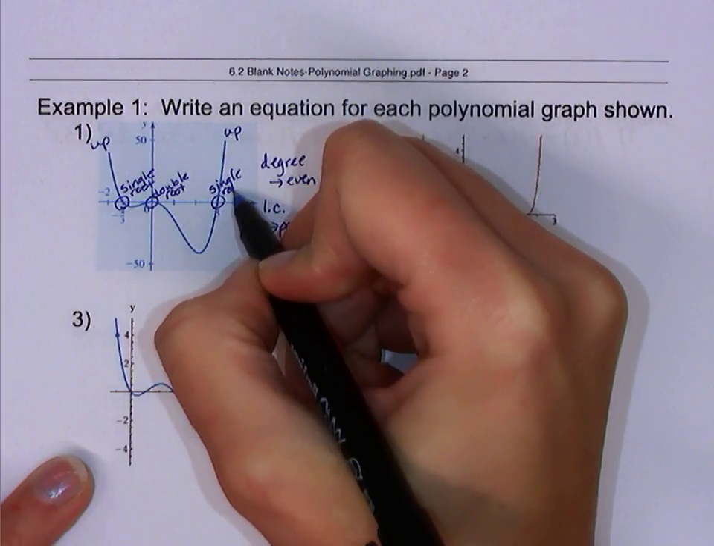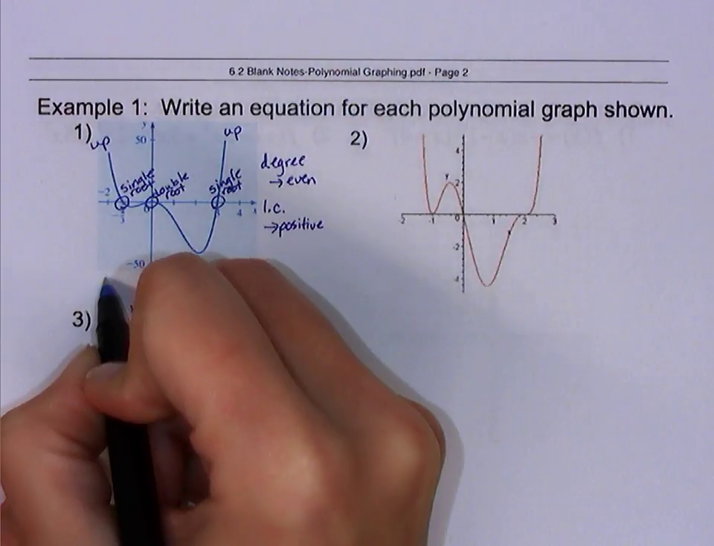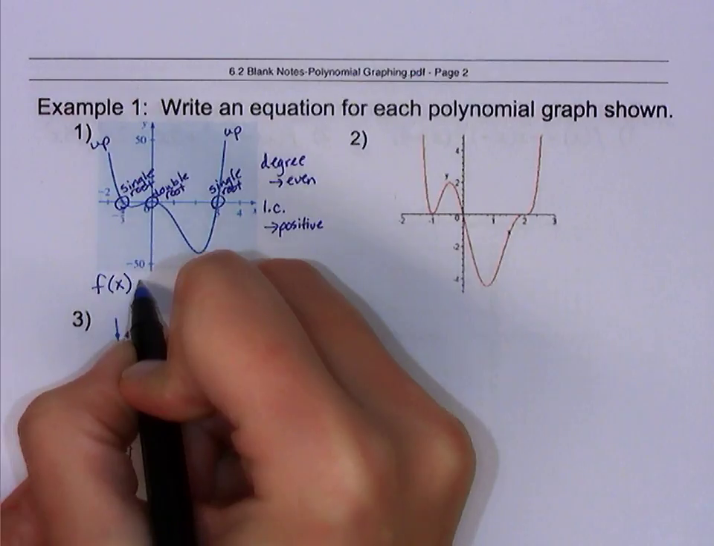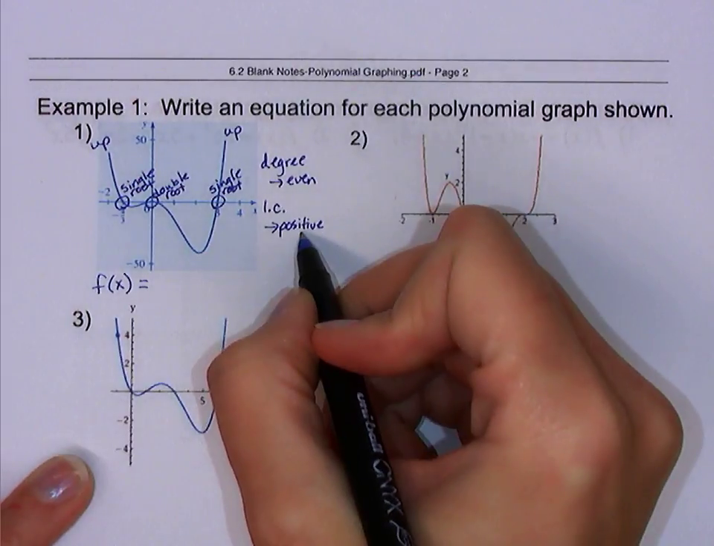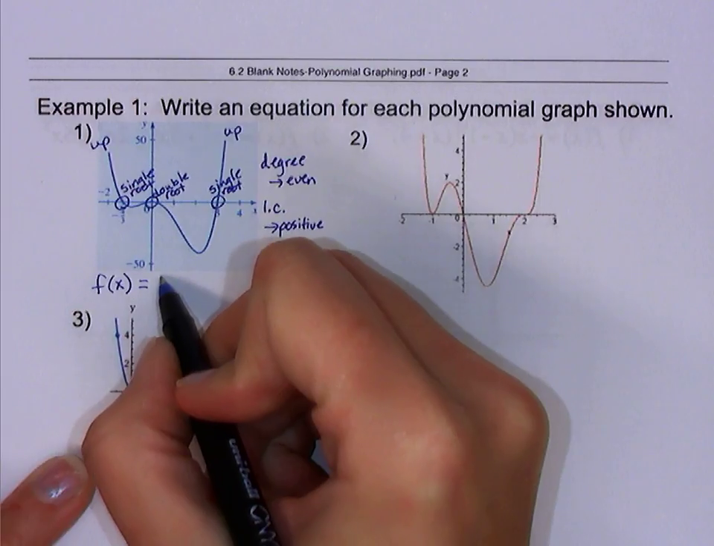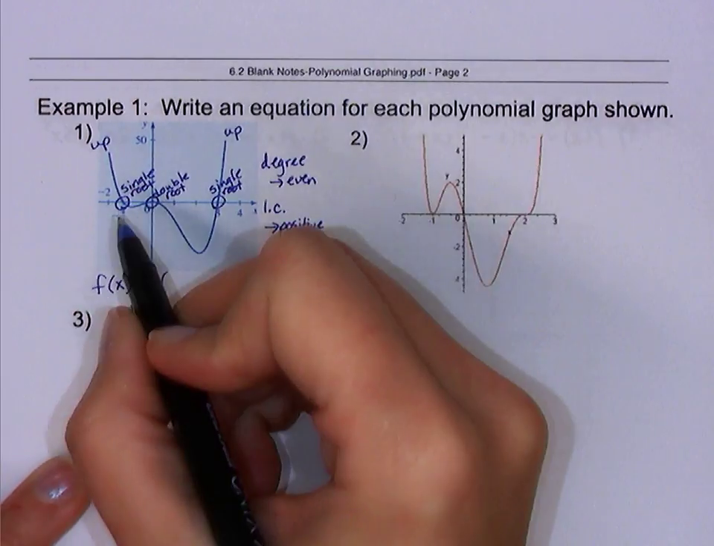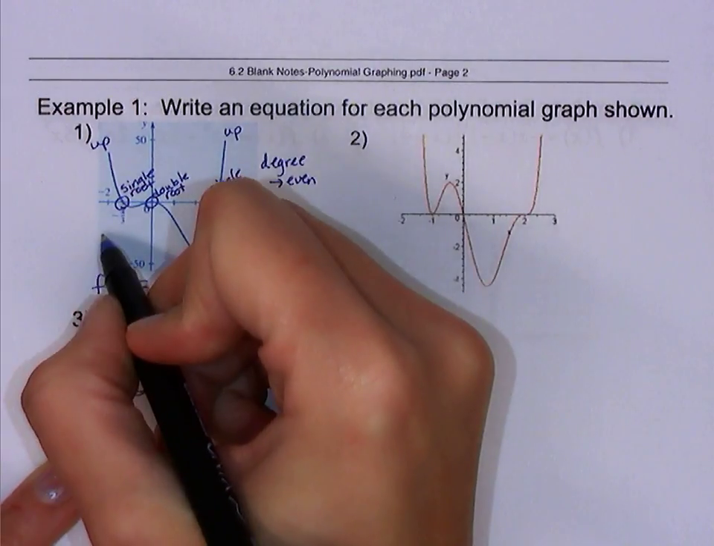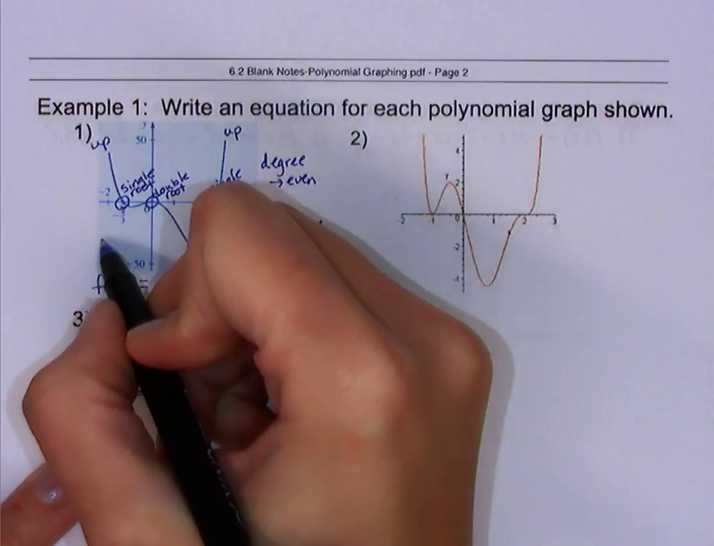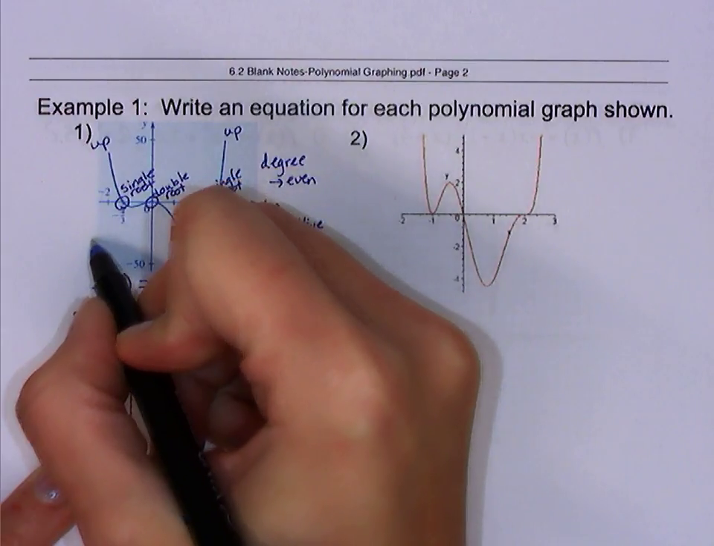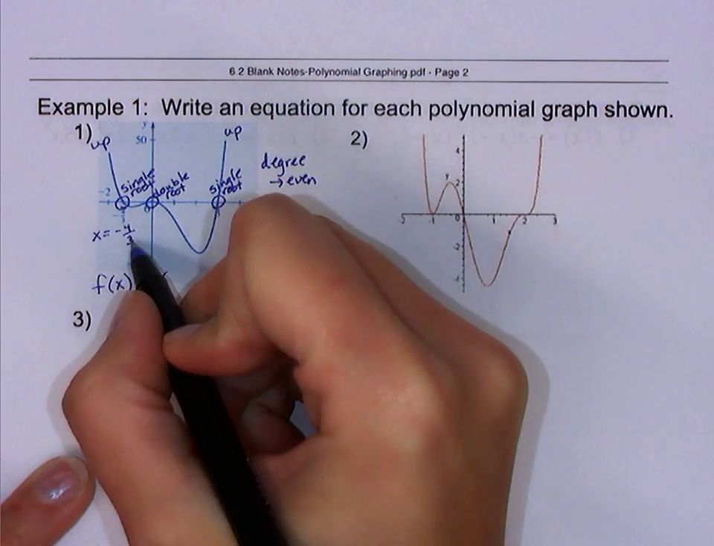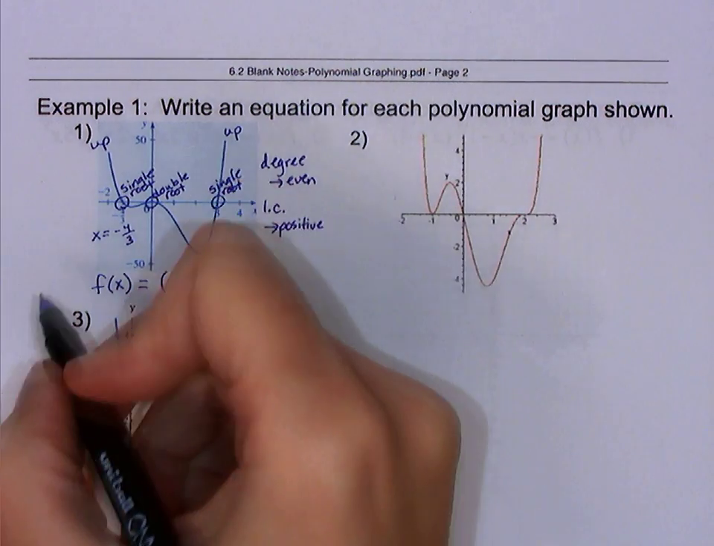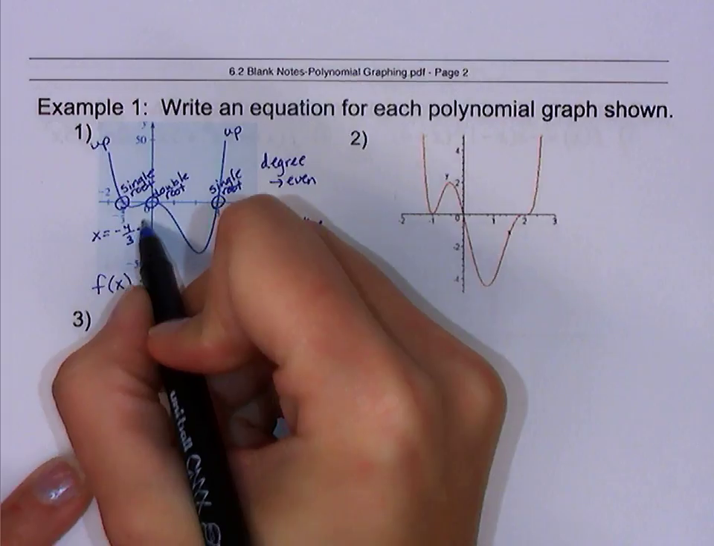So when you write your function, just put your f of x out front, function notation. And then your leading coefficient is positive, so we're just going to leave it positive out front. This root is -4/3, so that is x equals -4/3. If you worked backwards to get the factor, you could just multiply by 3.